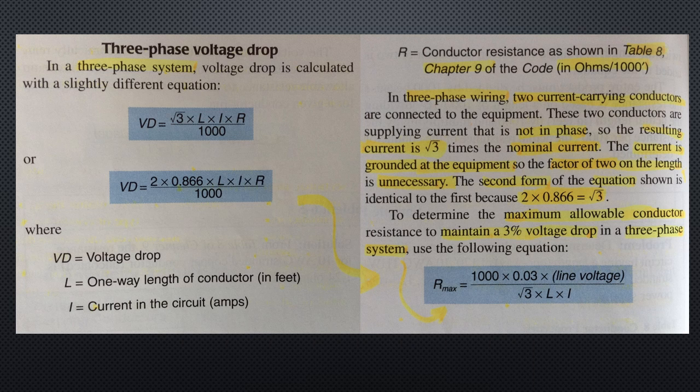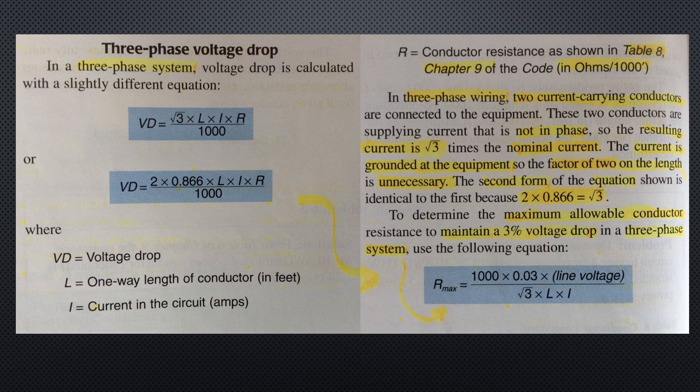For three-phase voltage drop calculations, in a three-phase system, voltage drop is calculated with a slightly different equation. In this case, VD equals the square root of 3 times L, which is the length in feet one way, times current times resistance, divided by 1000. There's another formula, VD equals 2 times 0.866 times length times current times resistance, all divided by 1000.